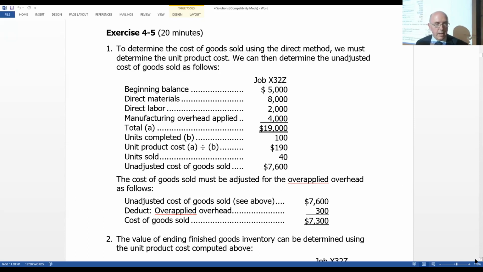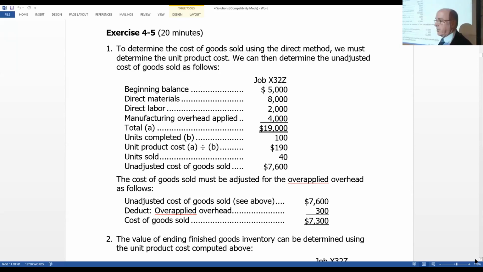So we have the beginning balance, 5,000, plus direct materials, 8,000, and direct labor, 2,000, manufacturing overhead applied 4,000. So the total there is 19,000. They completed 100 units, so $19,000 divided by 100 units. The unit product cost is 190. They sold 40 units, so 190 times 40 is 7,600. That's the cost of goods sold. They call it unadjusted cost of goods sold.